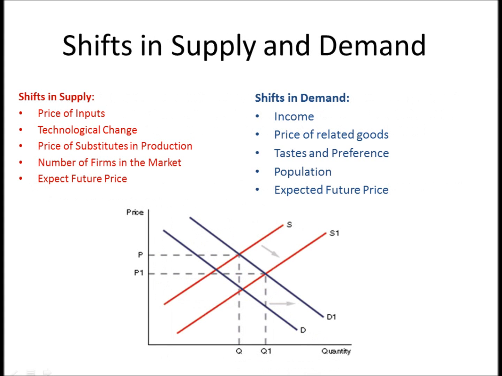Shifts in supply and demand. Shifts in supply: price of inputs, technological change, price of substitutes in production, number of firms in the market, and expected future price. Shifts in demand: income, price of related goods, tastes and preferences, population, and expected future price.